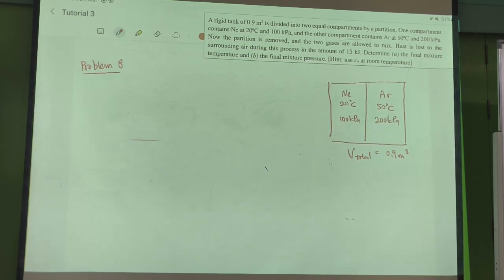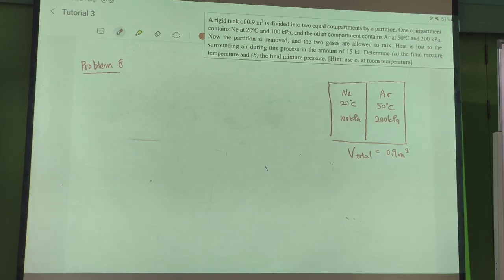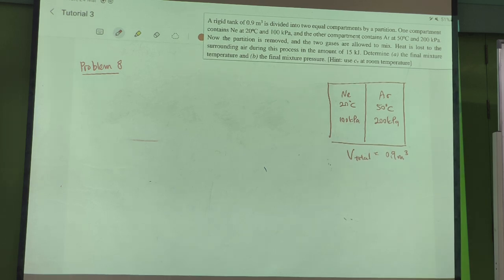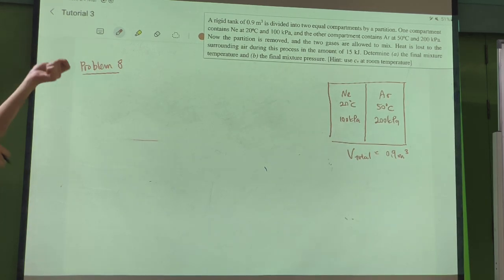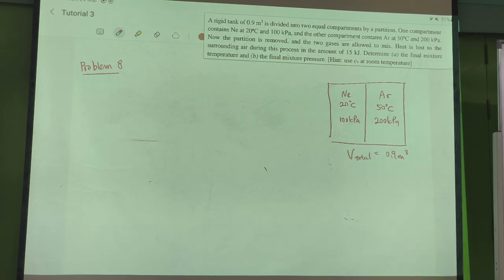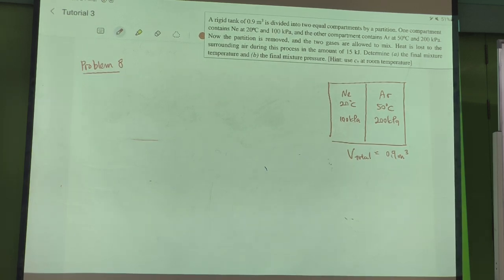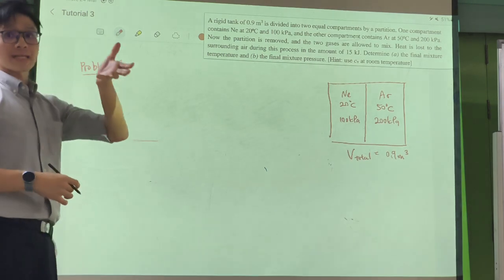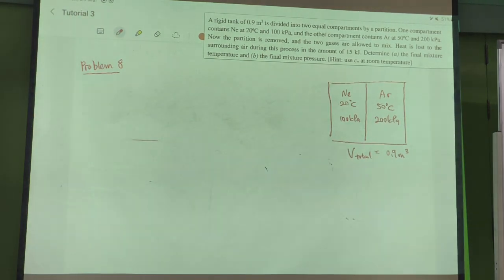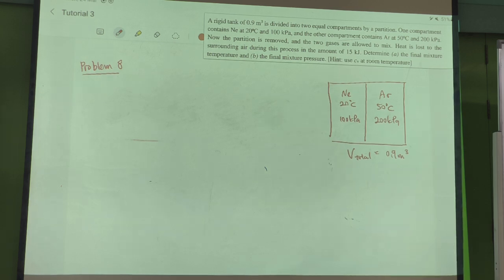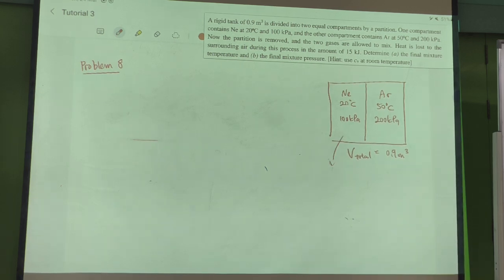Now the partition is removed and the two gases are allowed to mix. Similar to the previous question, where just now we just removed the partition. But here we added one extra thing for you. When the gases mix, heat is lost to the surrounding air during this process in the amount of 15 kilojoules. So you actually have a heat loss of 15 kilojoules.